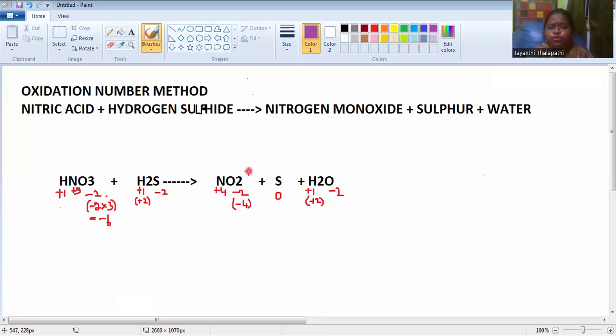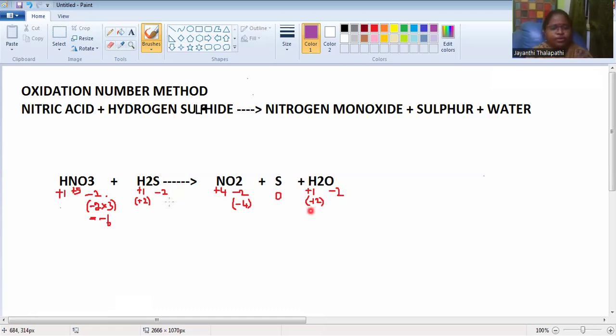Now NO2 over here, in the same way, 2 oxygens are there, so -4. That is the reason nitrogen is +4, since each oxygen's oxidation number is -2. Sulfur is an uncombined element, and the oxidation number of an uncombined element is 0. And water again: oxygen -2, hydrogen +2 since there are 2 hydrogens, so for one hydrogen it is +1.